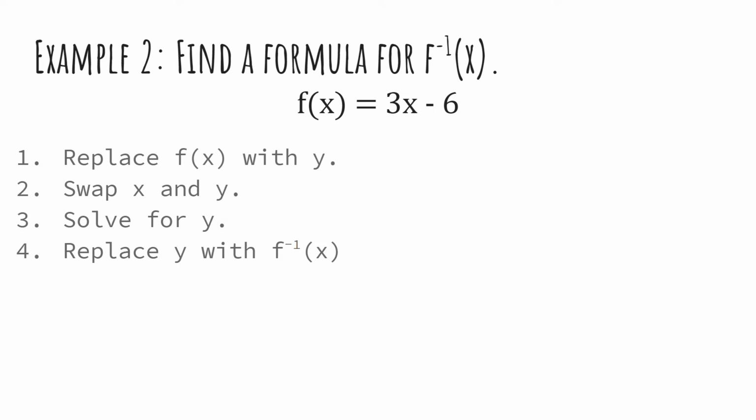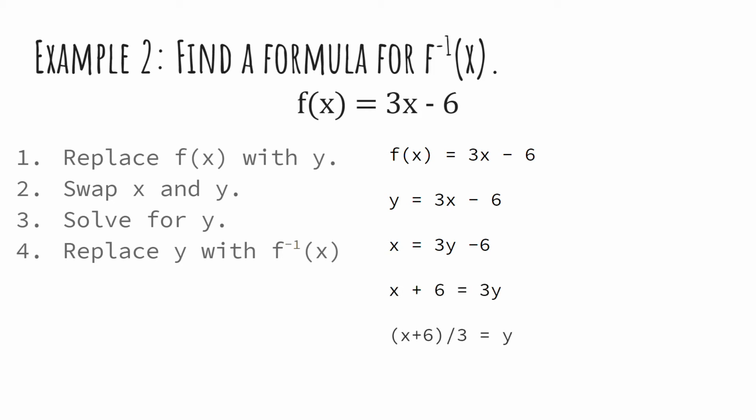So now if we actually find the function notation, we've got those 4 steps off to the left. If we start with 3x minus 6, first step is to replace f of x with y. So now you've got y equals 3x minus 6. The next step is to swap our x and y. So we've got x equals 3y minus 6, and then you're going to solve for y just like you would when you're solving an equation. So we'll add 6 to both sides, divide both sides by 3, and then you want to rename the function as an inverse.